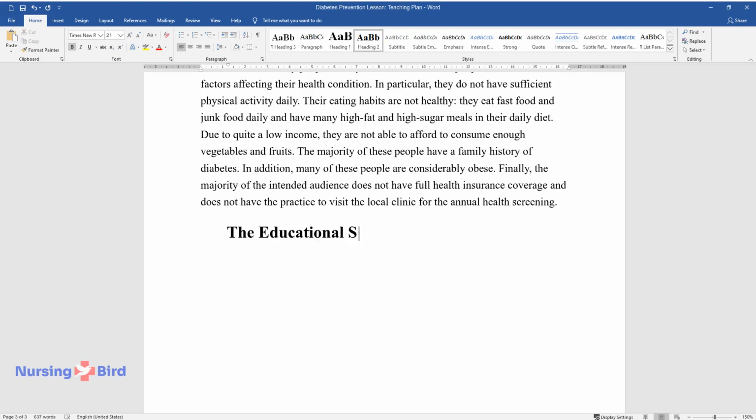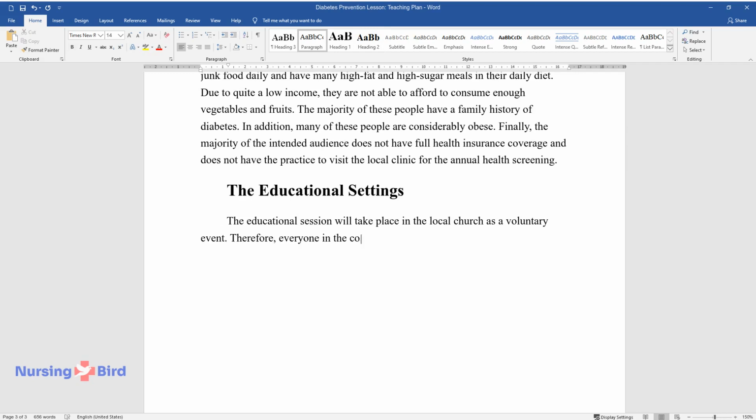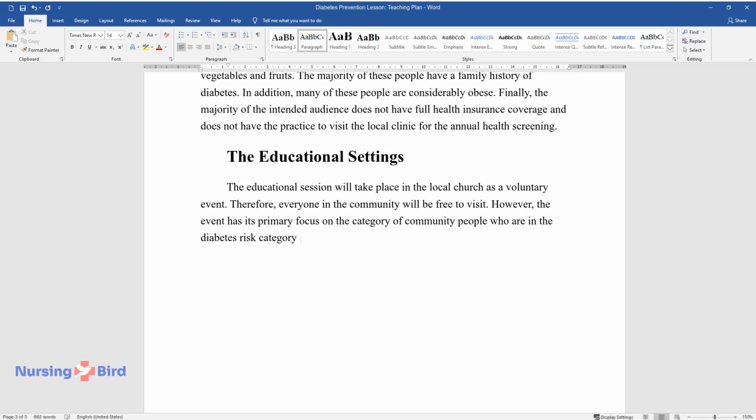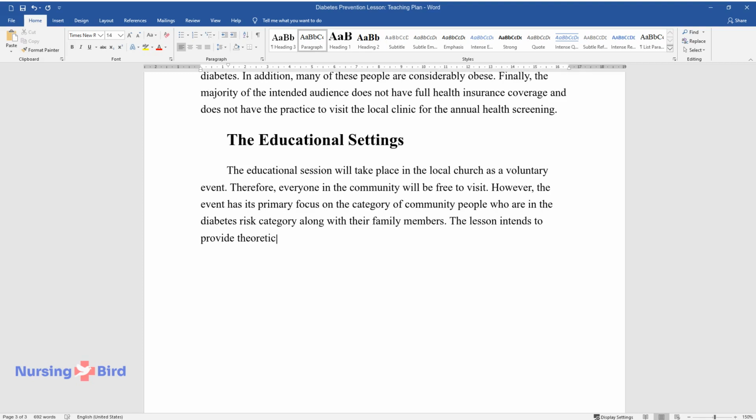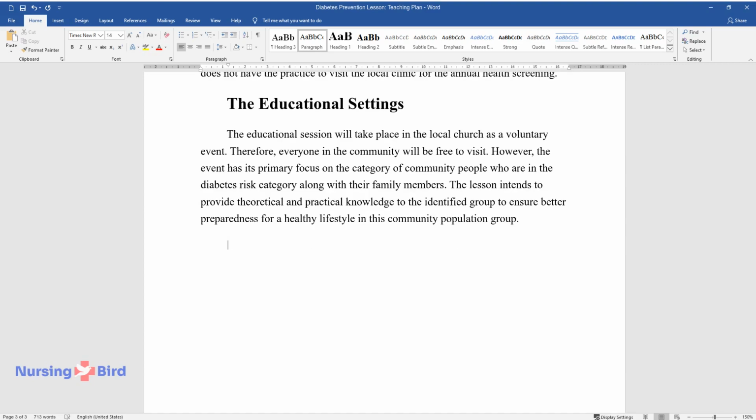The educational settings. The educational session will take place in the local church as a voluntary event. Therefore, everyone in the community will be free to visit. However, the event has its primary focus on the category of community people who are in the diabetes risk category along with their family members. The lesson intends to provide theoretical and practical knowledge to the identified group to ensure better preparedness for a healthy lifestyle in this community population group.